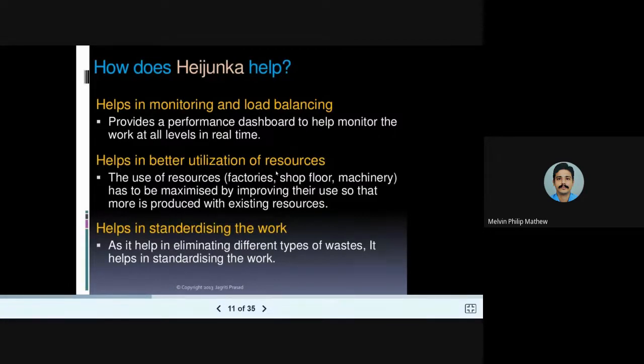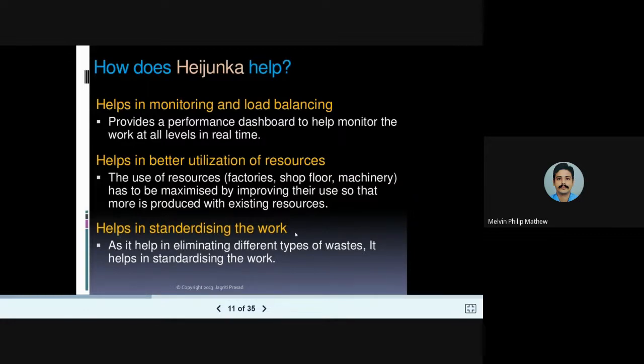Next, it helps in better utilization of resources. What are the resources that come under this? Factories, shop floor, machinery. These are all the resources that have to be used. There will be a workspace, there will be certain machineries. These all have to be taken into consideration so as to understand the time that it takes or the sufficient operation that has to be done. These all come under the level scheduling process, and this is how the resources are better used for reducing the waste.